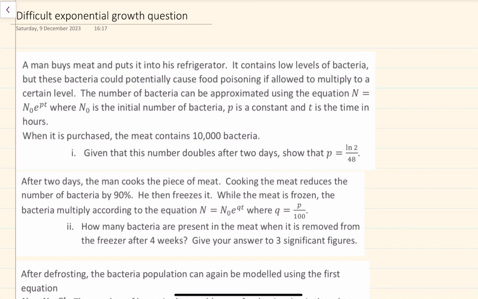The number of bacteria can be approximated using the equation N is equal to N0 e to the Pt, where N0 is the initial number of bacteria. That is a common way of saying the initial thing, so N0 or T0, whatever. P is a constant, and T is a time in hours. When it is purchased, the meat contains 10,000 bacteria. Given that the number doubles after 2 days, show that P is equal to ln 2 over 48.